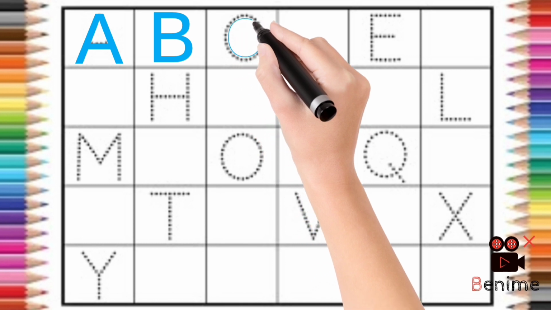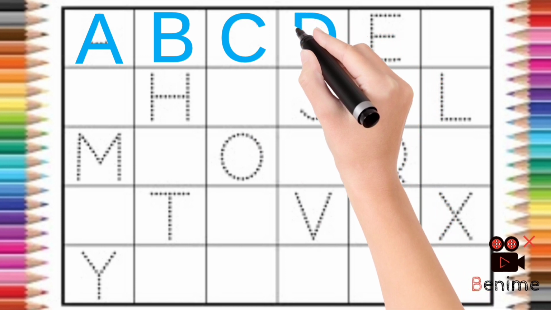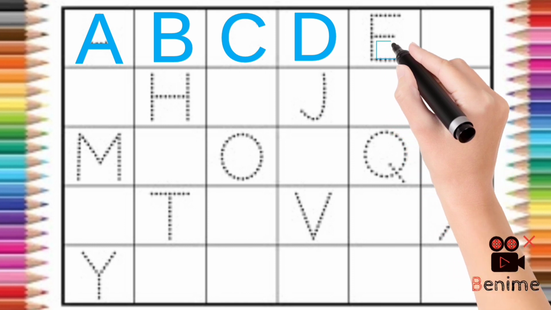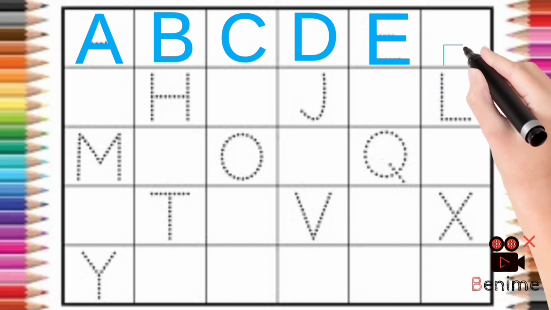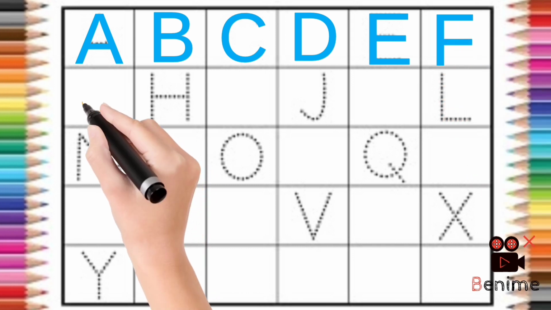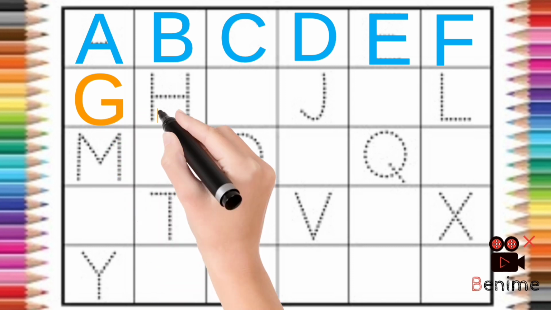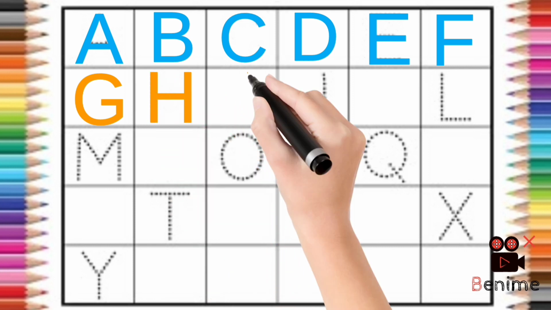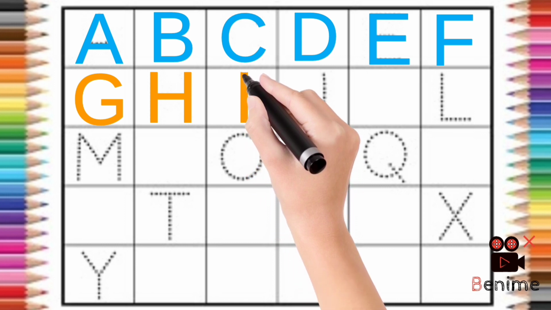C. C for cap. D. D for dog. E. E for egg. F. F for fish. G. G for grapes. H. H for horse. I. I for ice cream.